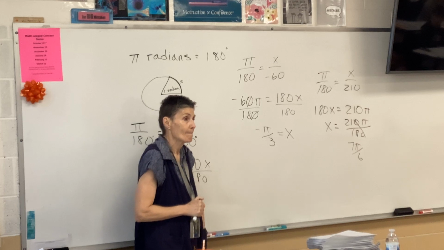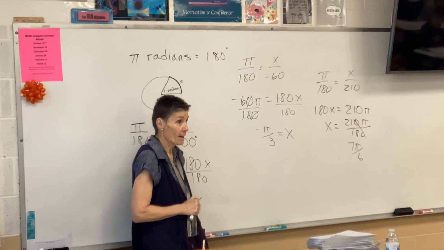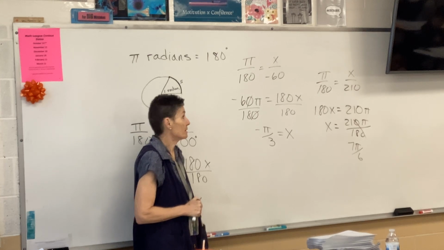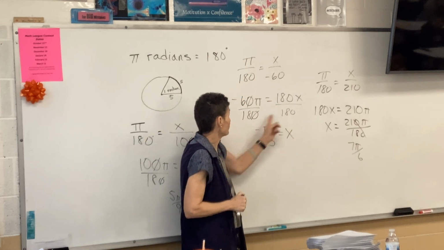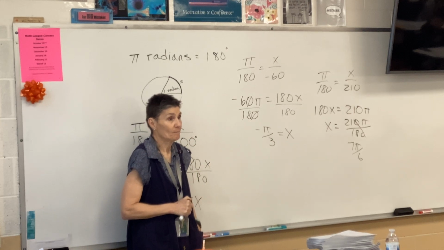Wouldn't it always just be like 180 divided by 100? Yeah. Because you're always going to have 180x over here, so you're going to be dividing. All right, everybody okay with that?